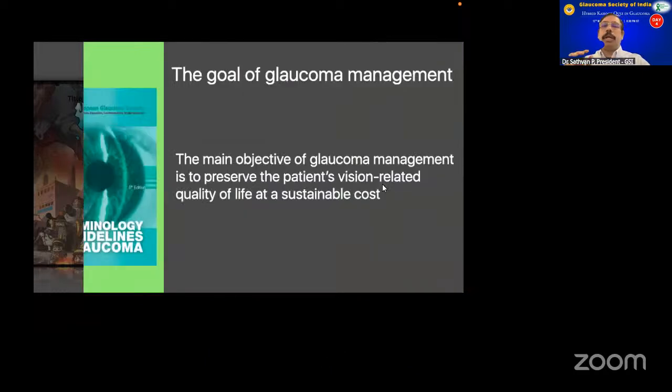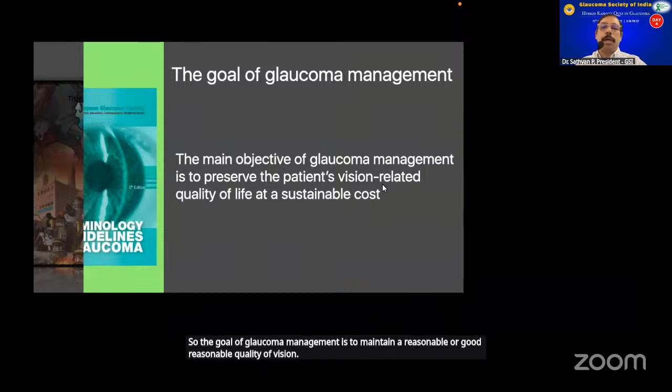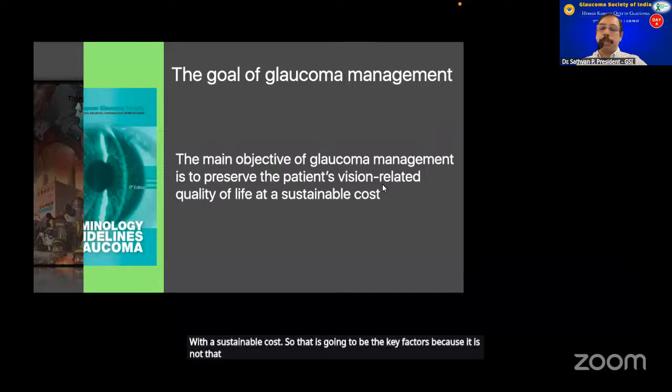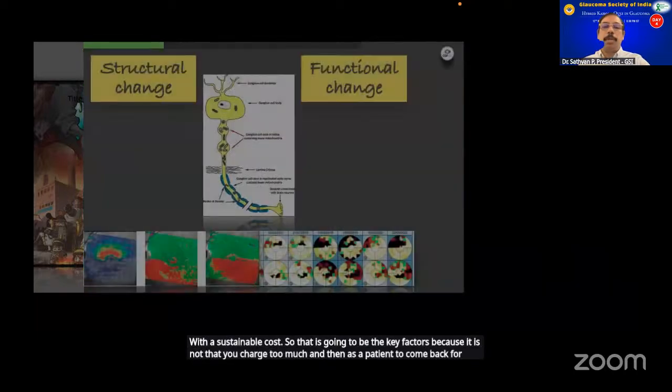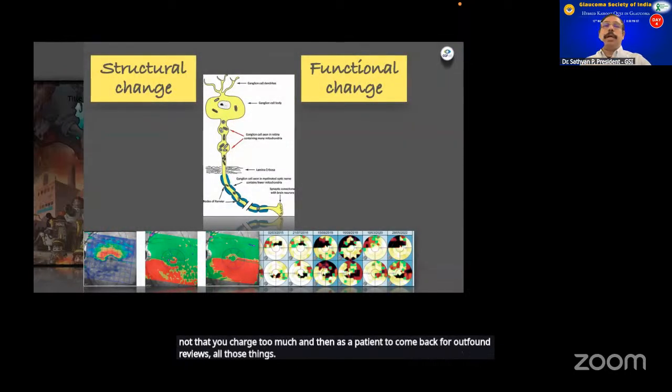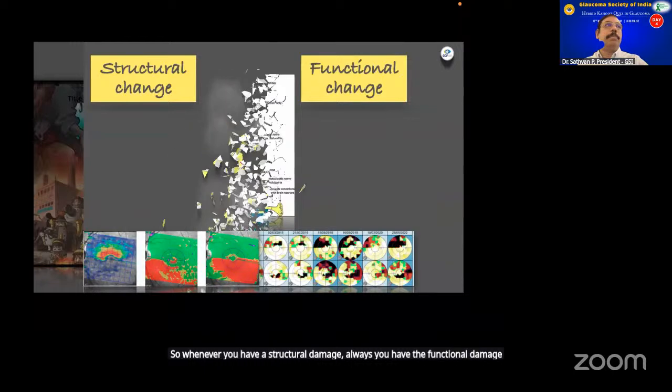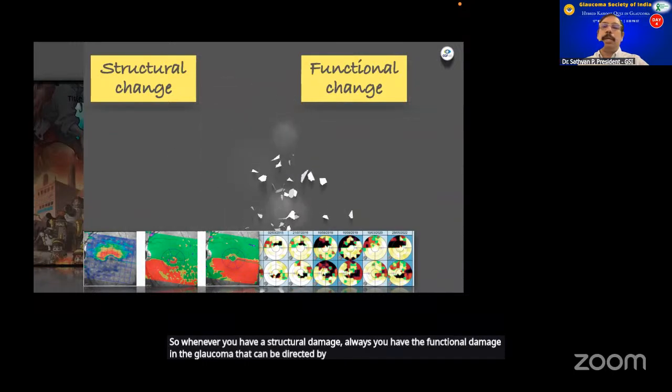So the goal of glaucoma management is to maintain a reasonable quality of vision with a sustainable cost. That is going to be the key factor, because it is not that you charge too much and then ask the patient to come back for frequent reviews, all those things. Whenever you have a structural damage, you always have the functional damage in glaucoma that can be detected by doing different types of investigations.